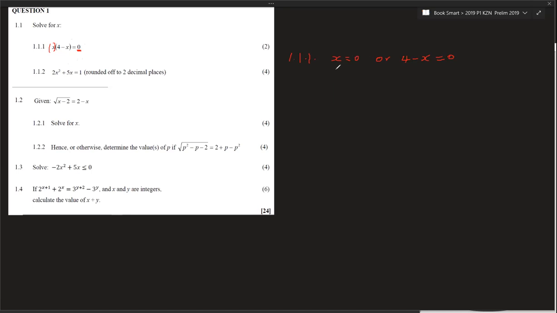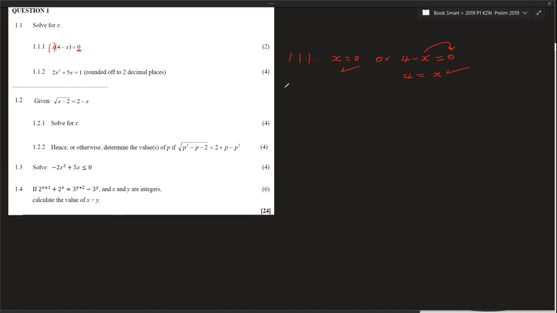Perfect. So this part is already done. And then this side, because the x is negative, I have 4 minus x. I can simply take the x to that side to make it positive. So I'm going to have 4 equals positive x, which is my second solution.